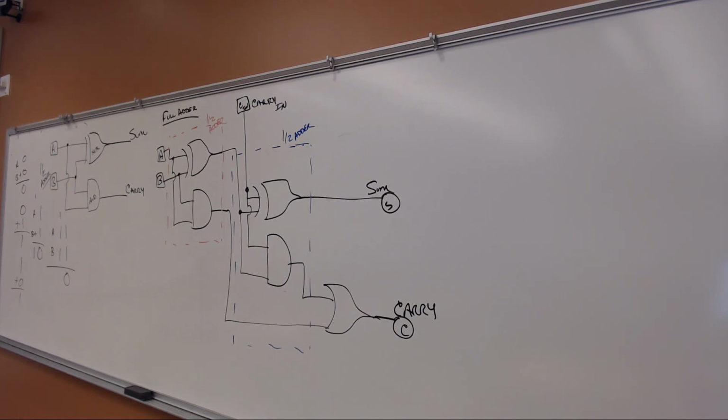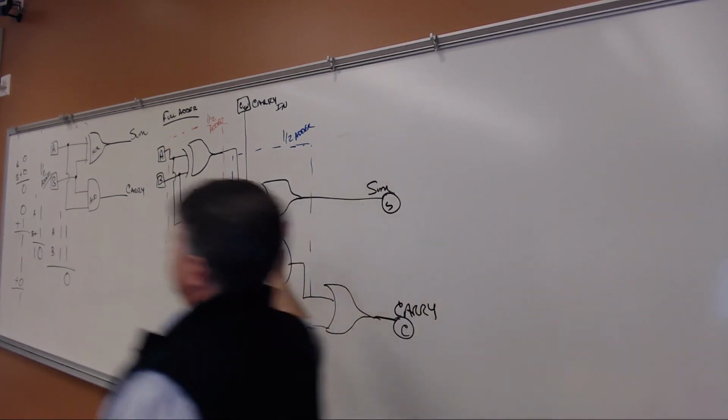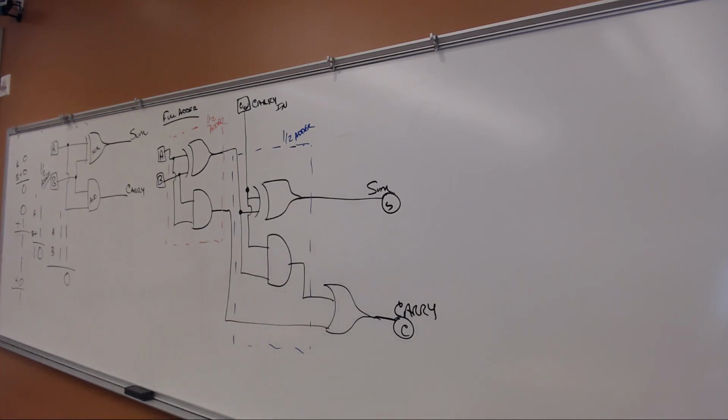I'll leave it up here so you can take a picture of it on the way out if you like. How many inputs are on there? How many inputs do I have? What are they? A, B, and carry in. So if there are 3 different inputs, how many different states can that circuitry take? 8, right? All starting at 0, 0, 0 through all 1s.